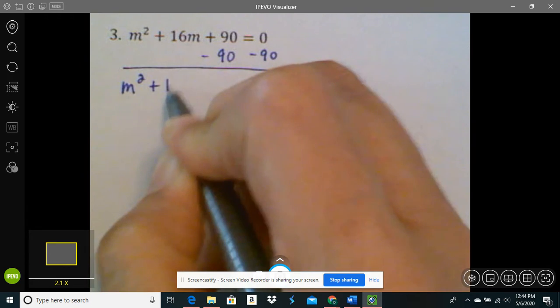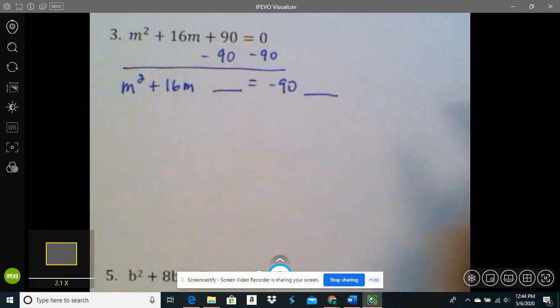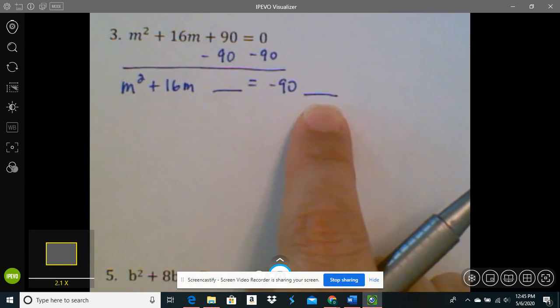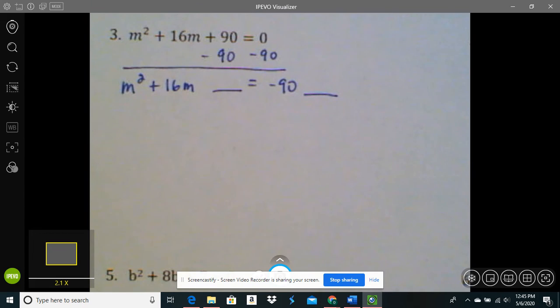We get m squared plus 16m equals negative 90. And again, I always draw blanks on both sides. That way I know if I do something to one side, I must do the same thing to the other side to maintain equality. And it's like I used to tell my statistics students: have you ever heard of the phrase where you can't remember something, you draw a blank? Well, draw blanks here. Because if you can't remember what to do, maybe having these will help you. From there, it's sort of a cue. Something fills in there.